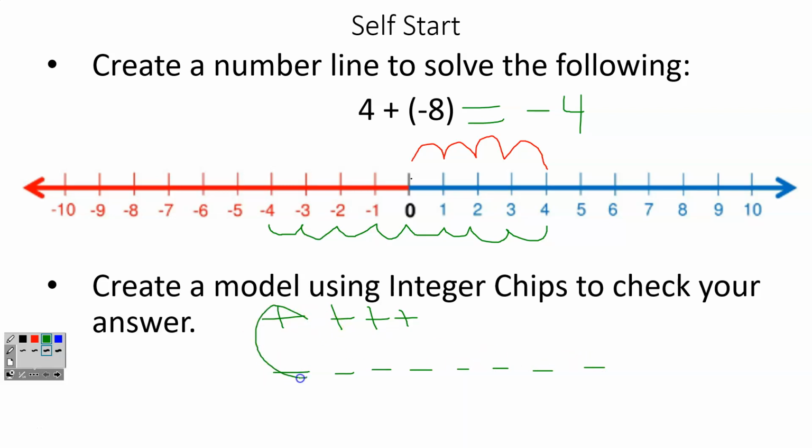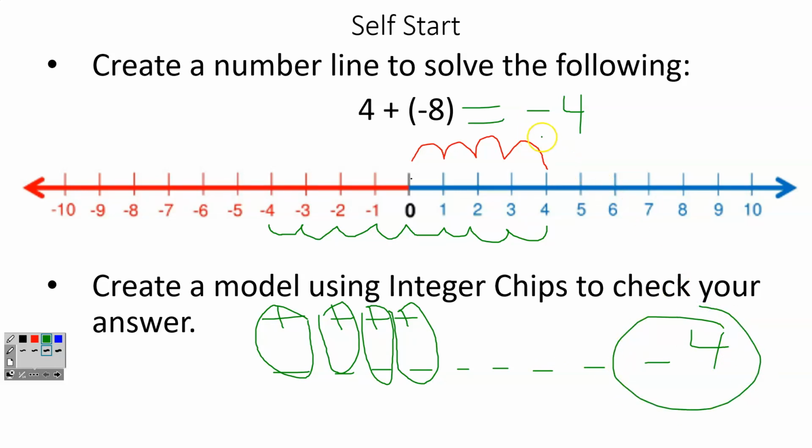Now, with the 0 pairs we talked about earlier this week, that allows me to take all those and cancel them out, which leaves me with 1, 2, 3, 4 negatives, which is the same answer that I got right up here. So that means I am good for my work.